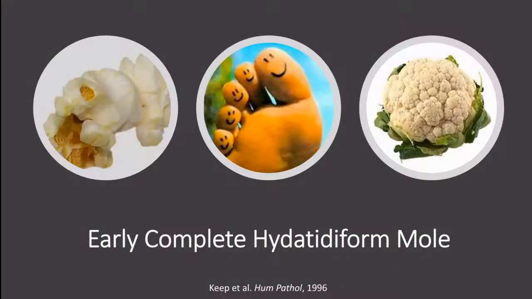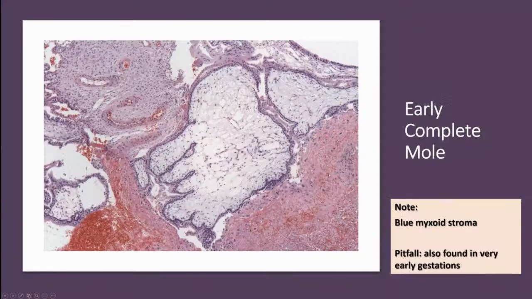So this brings me to the concept of early complete mole, which was first described by Ray Redline and his colleagues. When I explain this to people who've never thought about it before, you're looking for, depending on your worldview, either popcorn or toes or cauliflower. What do I mean? You're looking for villi which have these very deep clefts that look like toes or look like popcorn. The first clue that you might have that this is the case is when you notice a bluer and more myxoid stroma, but you must be careful because this stroma is also very frequent in very early, just normal gestations.